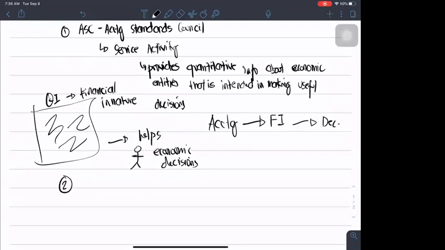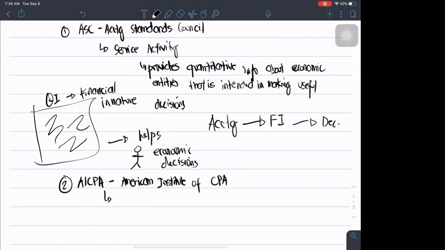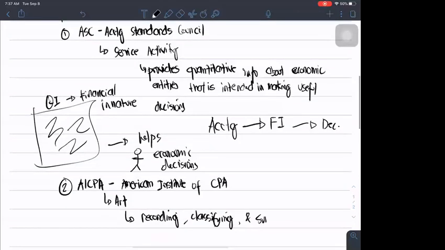Next, we go to the second definition of accounting, provided by AICPA, the American Institute of Certified Public Accountants. Under the AICPA, accounting is defined as an art. So why is accounting an art under the AICPA? Accounting is an art because it follows the art of recording, classifying, and summarizing.